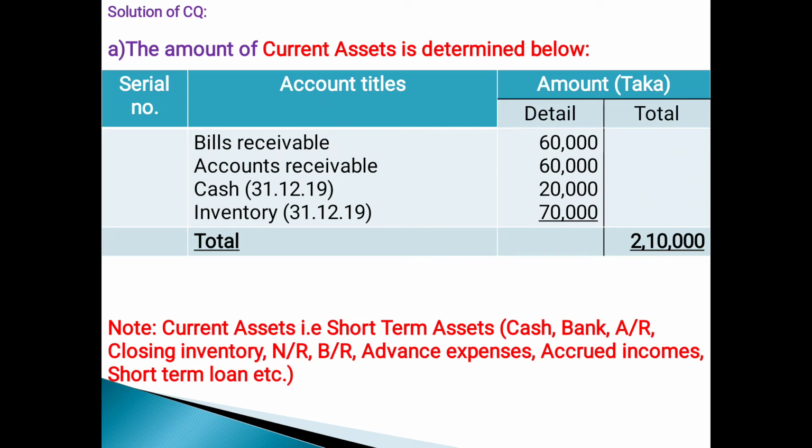Cash 31/12/2019, that is closing cash taka 20,000, has to be written in the detail column. Inventory 31/12/2019, that is closing inventory taka 70,000, is to be written in the detail column. At this moment, the total amount of current assets in this system is 2,10,000.